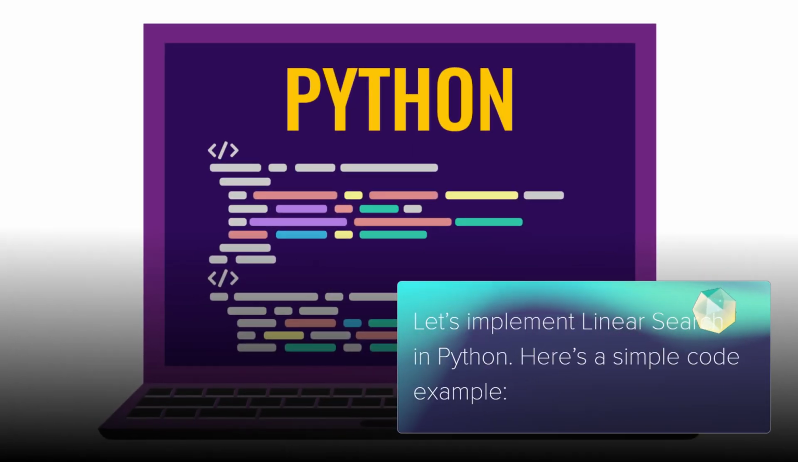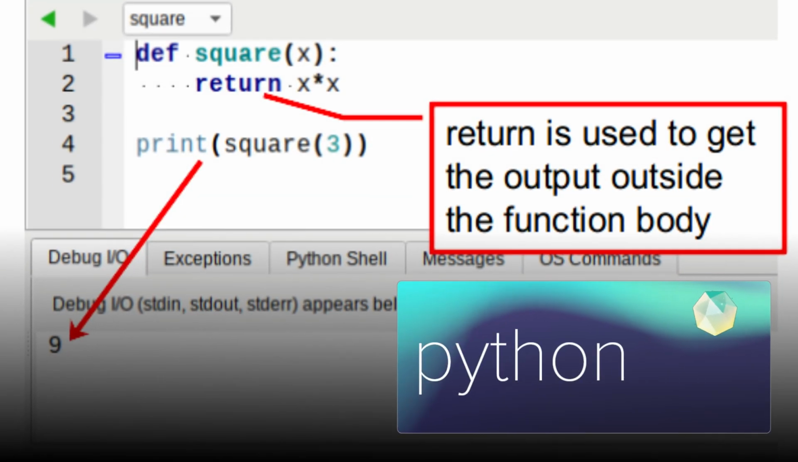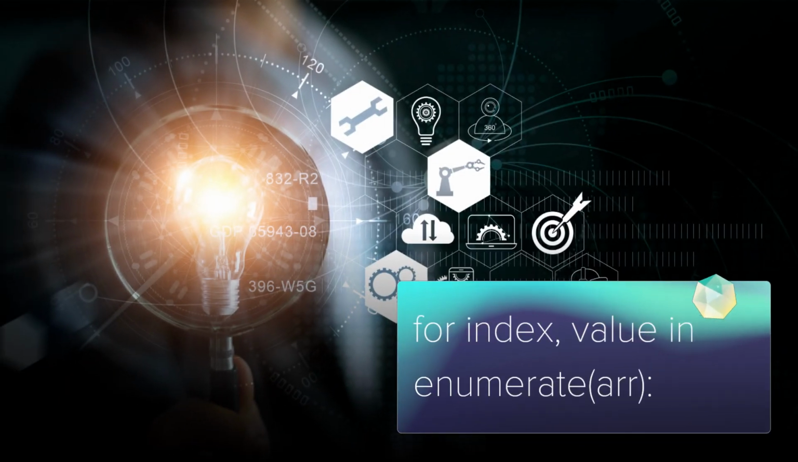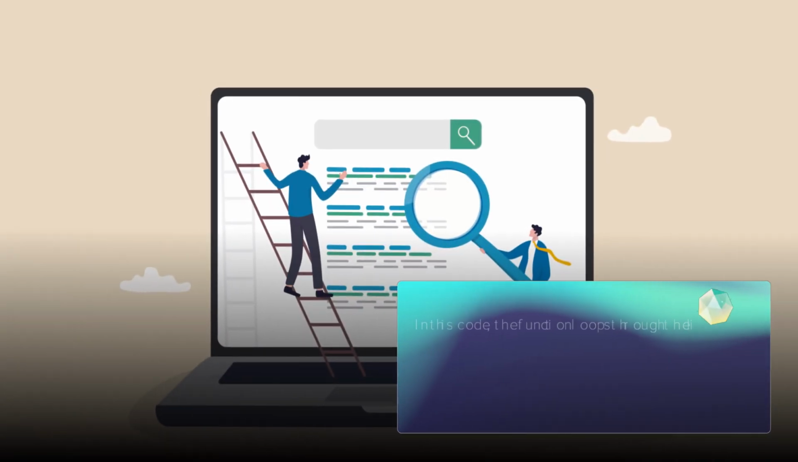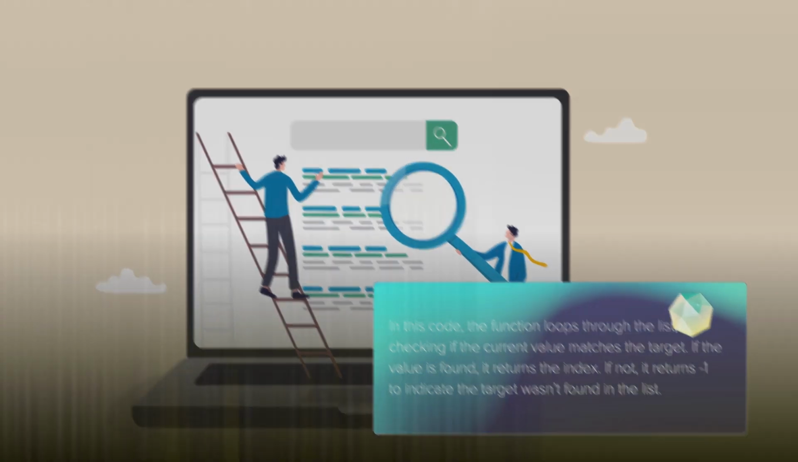Let's implement linear search in Python. Here's a simple code example. def linear_search(arr, target): for index, value in enumerate(arr): if value == target: return index; return -1 if not found. In this code, the function loops through the list, checking if the current value matches the target. If the value is found, it returns the index. If not, it returns -1 to indicate the target wasn't found in the list.